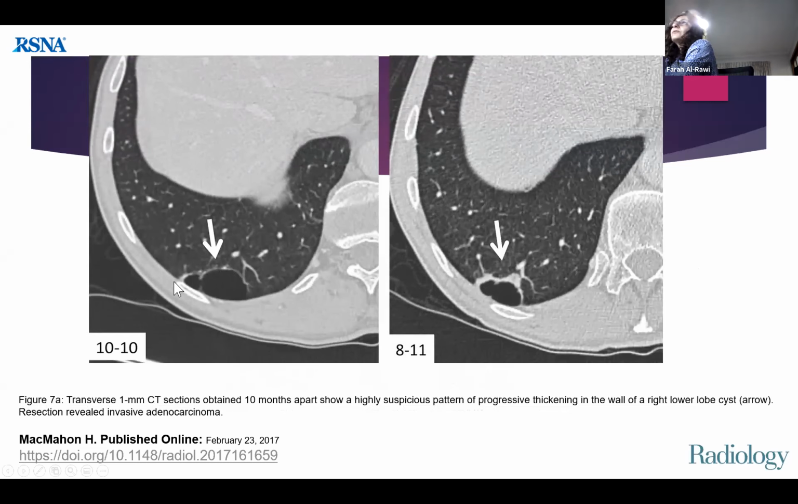And this is a patient who's got a subpleural cyst, so these are not uncommon. And you can see here the patient had a CT a year later, and it showed this nodular thickening of the wall of the cyst, and that's usually what adenocarcinoma does. It likes scars and cysts, and that's where it grows. So this was, again, an invasive adenocarcinoma.